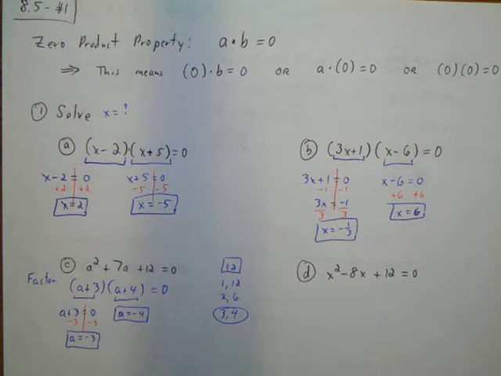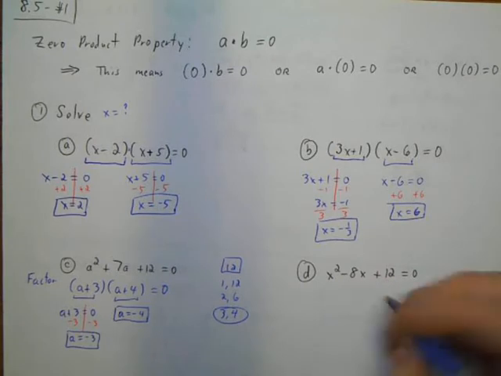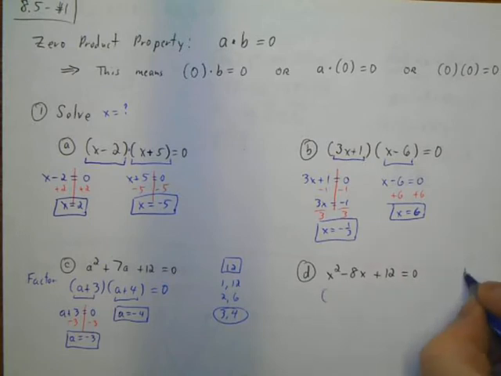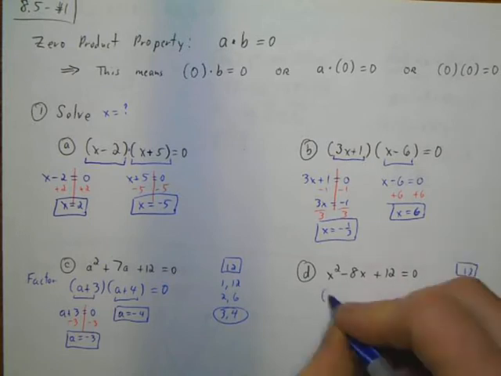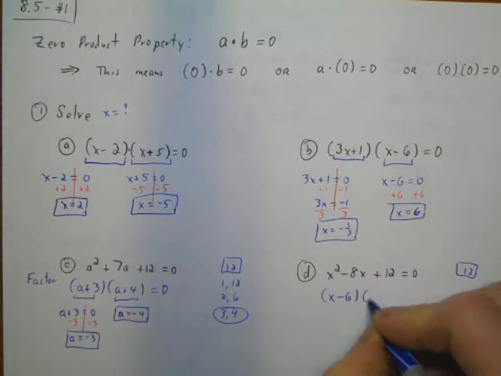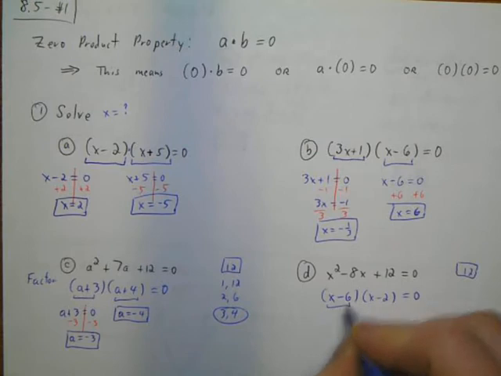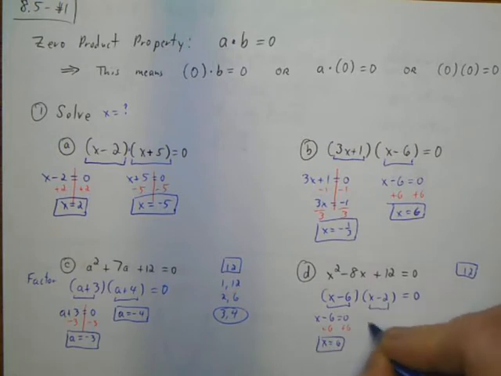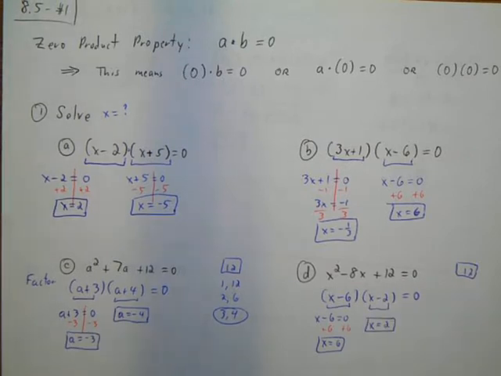Let's try this one. What multiplies to be 12 and adds to be -8? And if you do your little thing over here, I think you're going to find that x equals -6 and -2. So again, x minus 6 equals 0. If I add 6 both sides, then x equals 6. And then this one is just going to be x equals +2. Okay, so can we live with that? Let's go down here. We have 2 more problems.